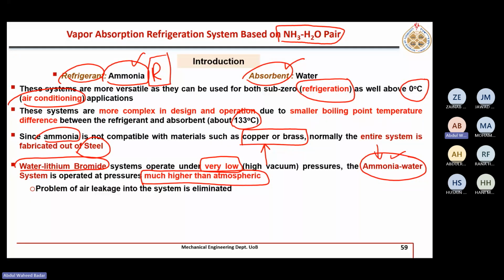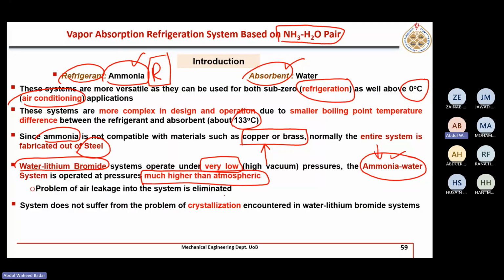And also, in these systems, there is no issue of crystallization, which was the problem in the water lithium bromide system. At certain temperatures and pressure, or at certain concentration levels, lithium bromide may crystallize, so we always need to avoid that condition. But here there is no such issue. In the water ammonia system, there is no issue of crystallization.